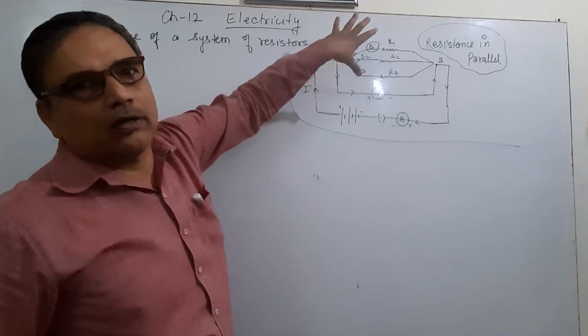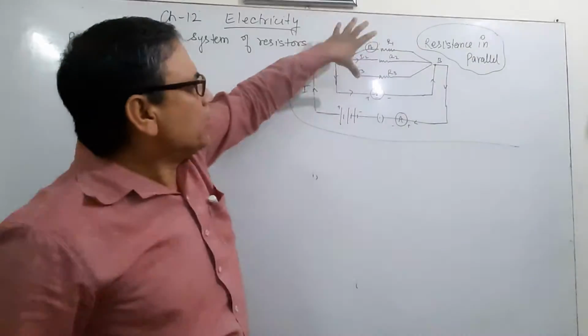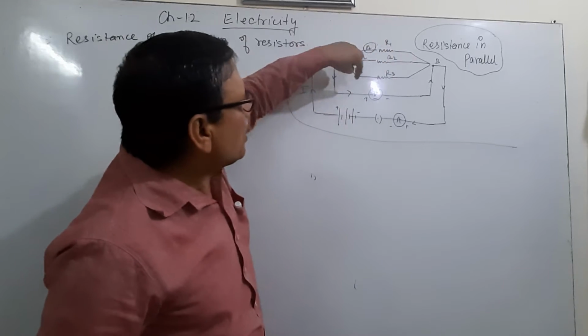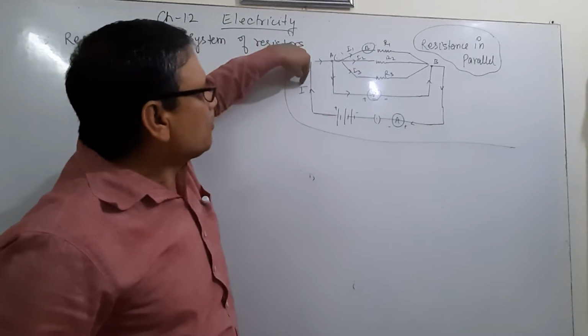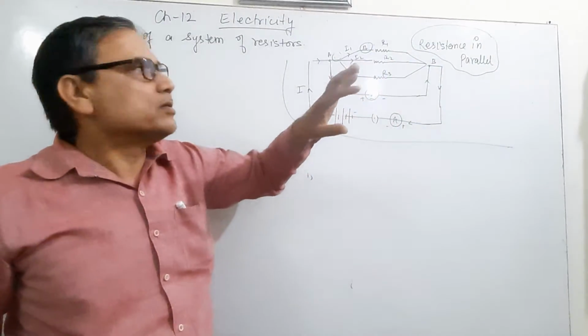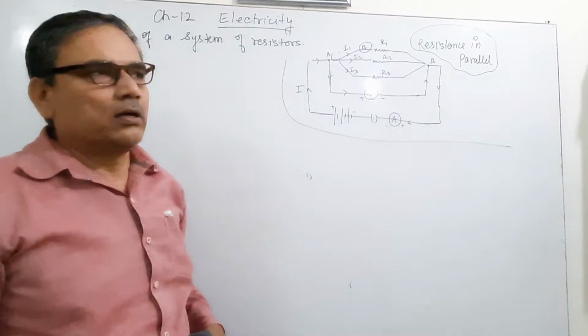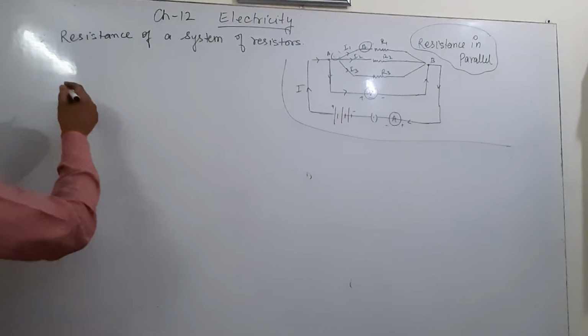It means in a given circuit, the total current flowing through the circuit is equal to the sum of the individual currents passed through the resistances. And then how can we prove it?